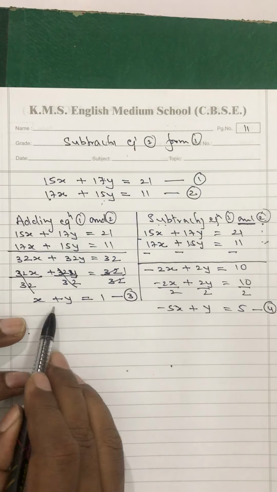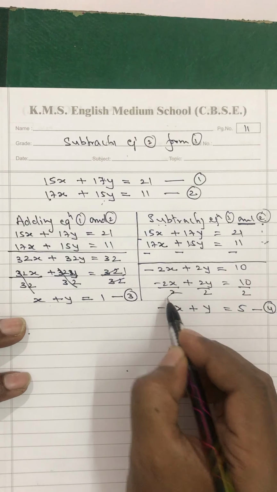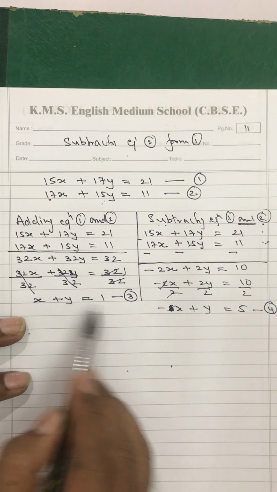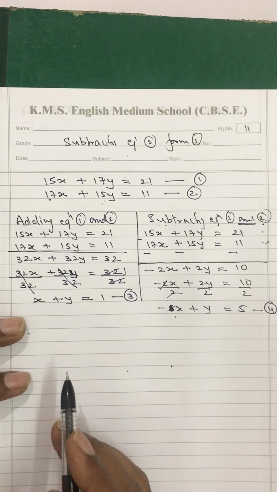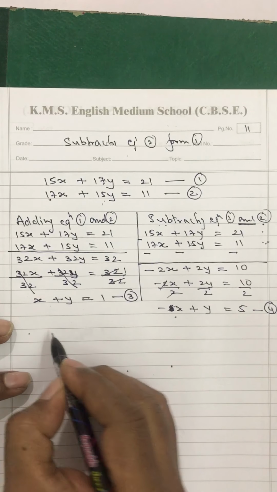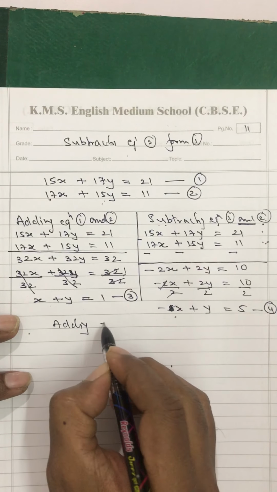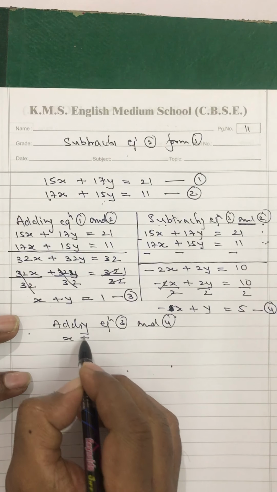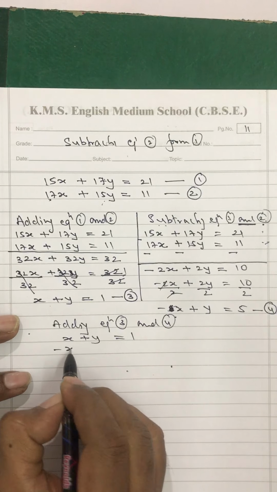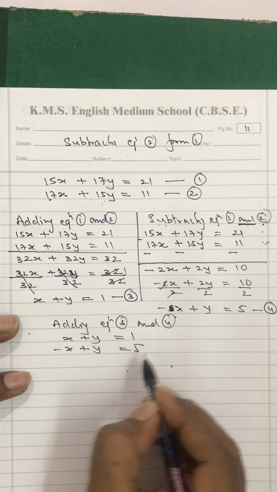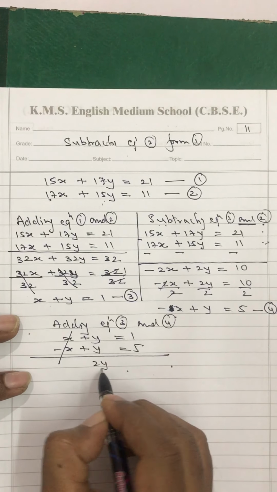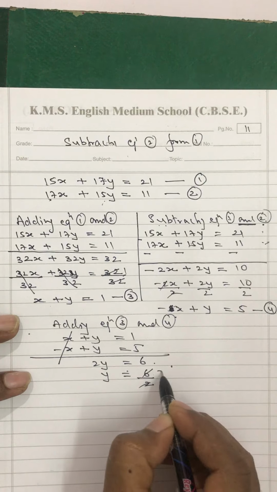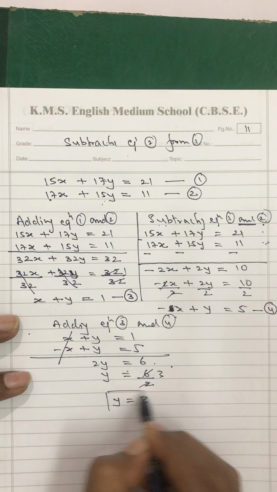And now they will be having equal coefficients. You know? x has got 1, y also has got 1. Now you can think about doing anything that you want, adding equations 3 and 4. So you will get x plus y is equal to 1, minus x plus y is equal to 5. If I add, this will go, 2y is equal to 6, y is equal to 6 upon 2, y is equal to 3.